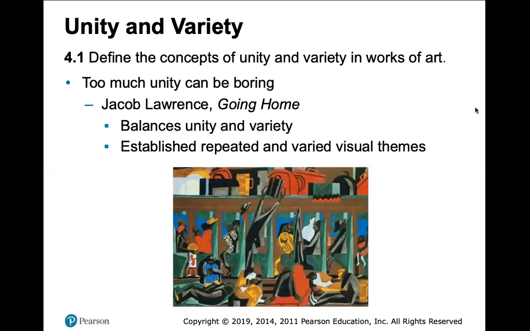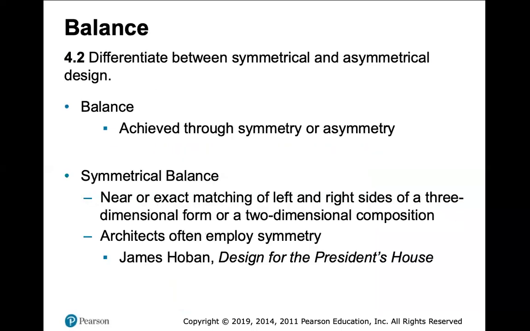And we see this within Jacob Lawrence's painting, Going Home, where he's established repeated and varied visual themes. So if we take the visual element of color, we see he has used a variety of colors. However, he has also repeated some of the same colors, right? So throughout, we see the red is repeated and the blue and the yellow, but yet he's got enough variety of color as well so that it balances the unity. So this is a good example of balanced unity and variety.